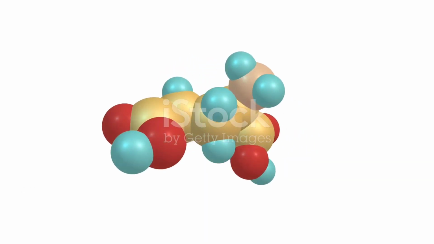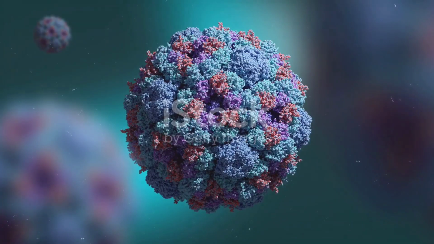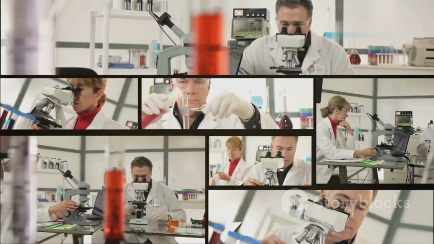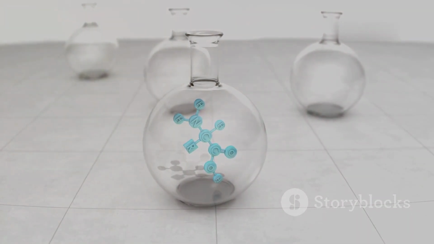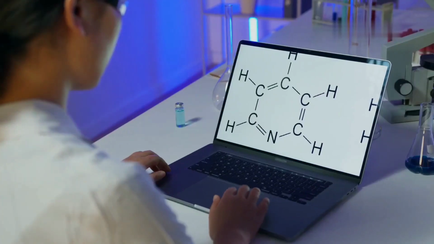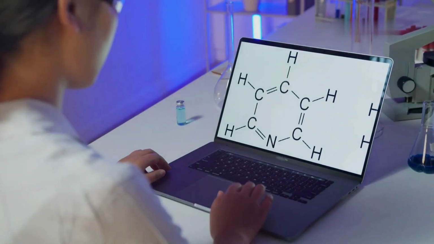Amino acids are essential molecules. They are the building blocks of proteins. Proteins are crucial for life, but amino acids have a secret. They possess fascinating optical properties. These properties tell us a lot about their structure and function.